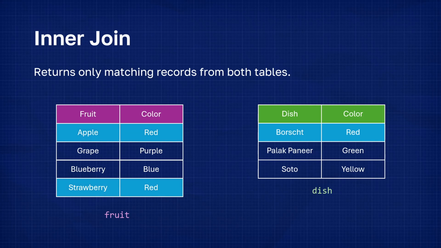If I want to find the inner join, essentially I want to do an intersection. For the examples I'm giving here, I want to match them based on the color. So if I inner join fruit and dishes based on the color, I want to see which fruit has a color that matches the color on the dish. Now I see that red matches, so I'm going to only take these rows.